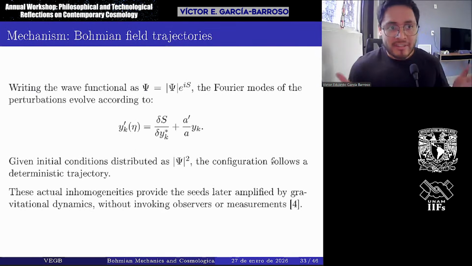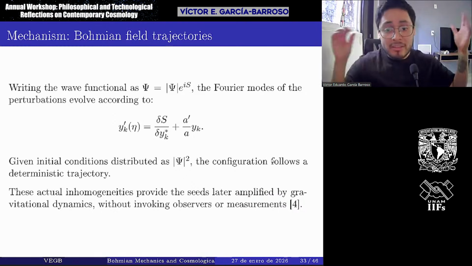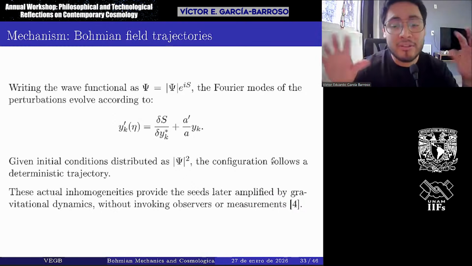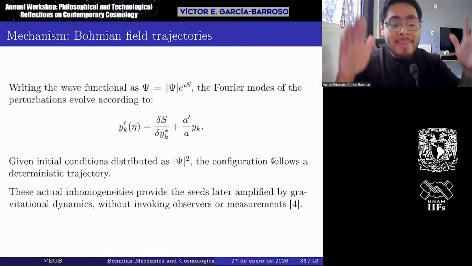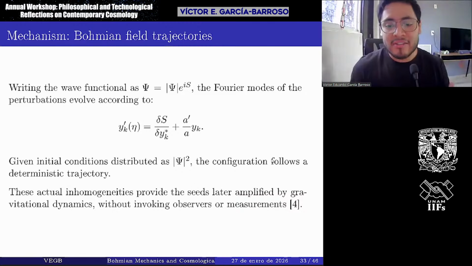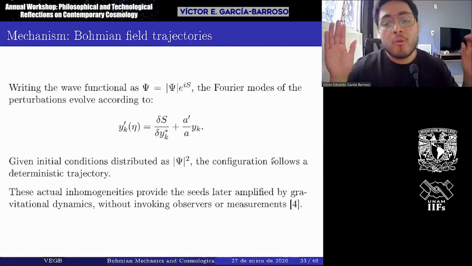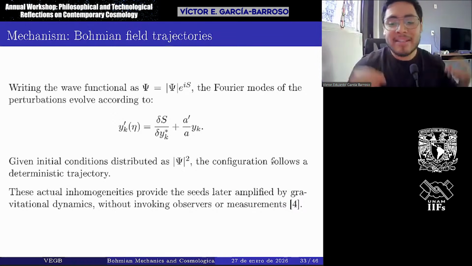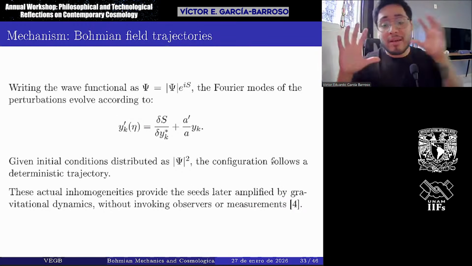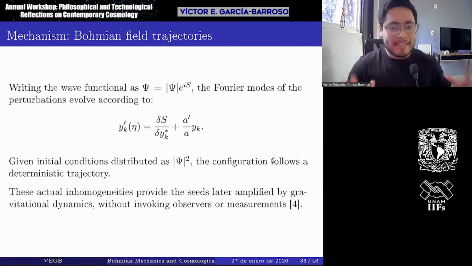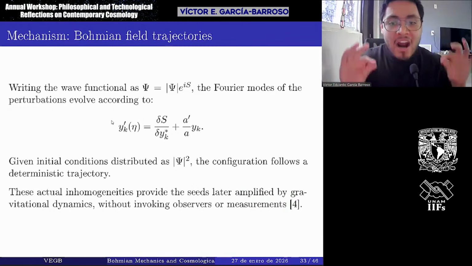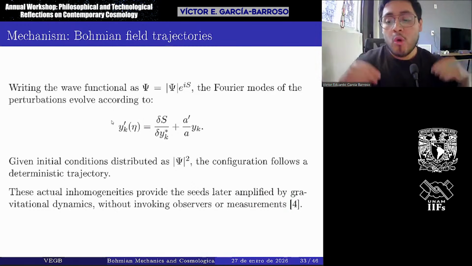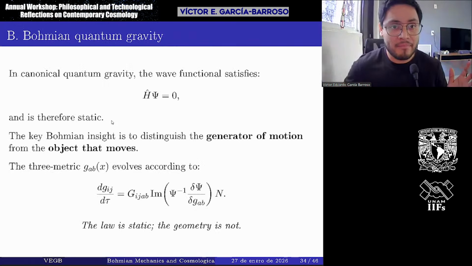And there are models. They are a physical mechanism and math models. And we use the modes of the field, and they follow a deterministic trajectory driven by the wave function. We don't need an observer to measure the universe, and the dynamics naturally drive the field from a homogeneous configuration. The seeds of cosmic structure are in the fields that are non-symmetric. They are there objectively, waiting for gravity to amplify them.